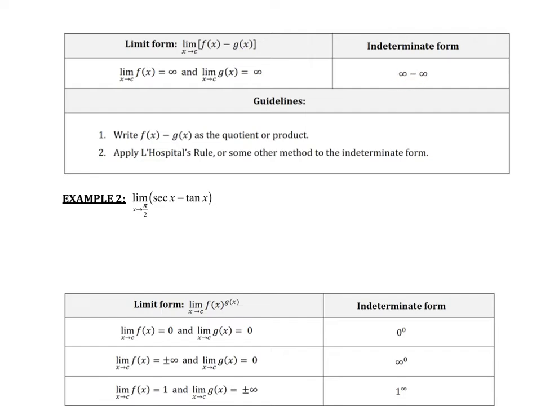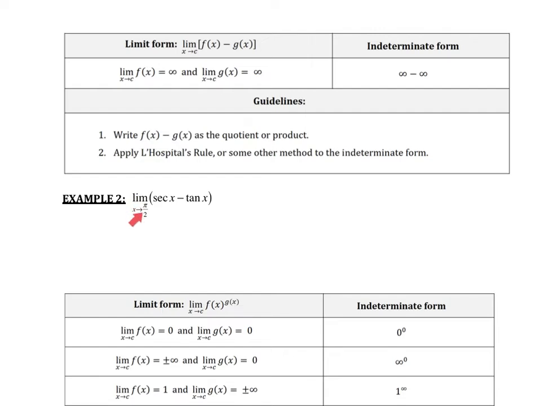No, sorry, it's not the last one. So what we're going to do is rewrite f of x minus g of x as a quotient or a product, because then I'll be able to apply L'Hopital's rule. Or it is possible that I might be able to apply some other methods, such as factoring or rationalizing the denominator, to get it out of its indeterminate form. Remember, the indeterminate forms I'm really looking for are 0 over 0 or infinity over infinity. So let's look at an example of what this might look like.